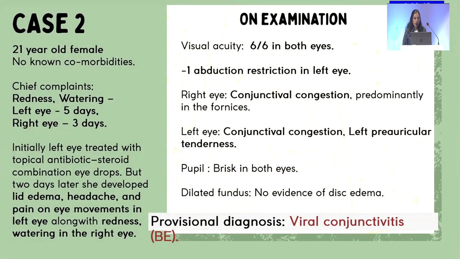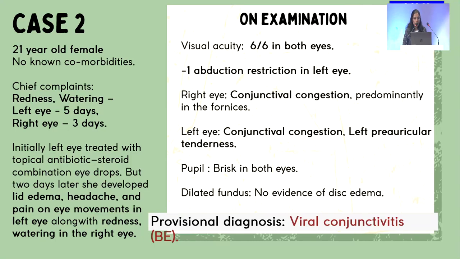Case 2 was a 21-year-old female with no comorbidities, and she presented with redness and watering in the left eye for 5 days, and then right eye for 3 days. Initially, the left eye was treated with topical antibiotic steroid combination eye drops, but 2 days later, she developed lid edema, headache, and pain on eye movement in the left eye, along with redness and watering in the right eye.